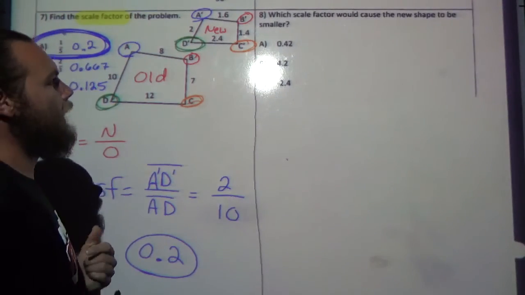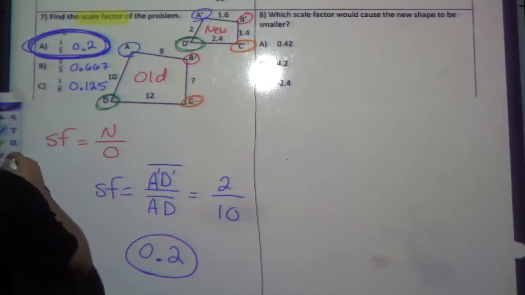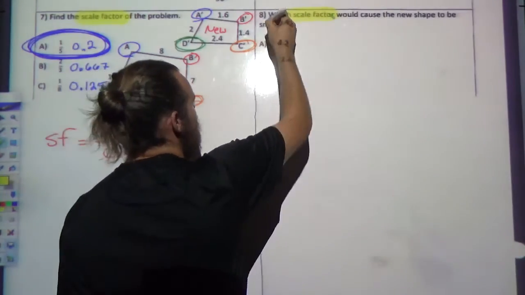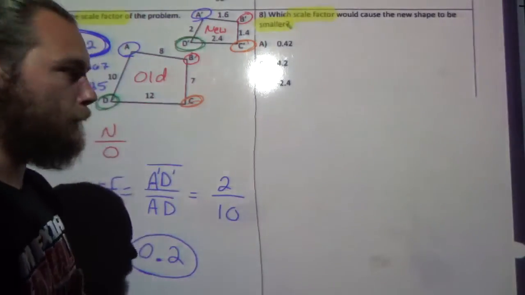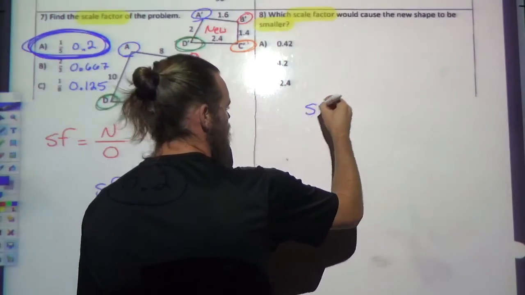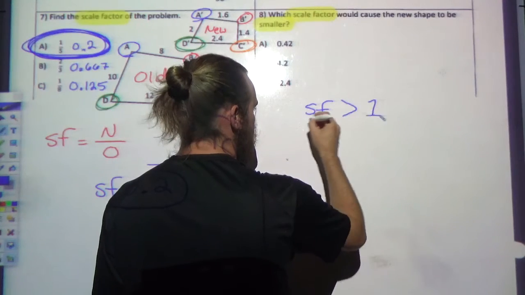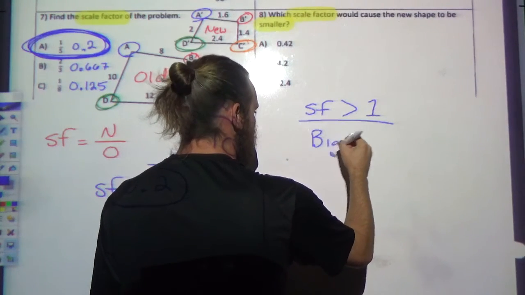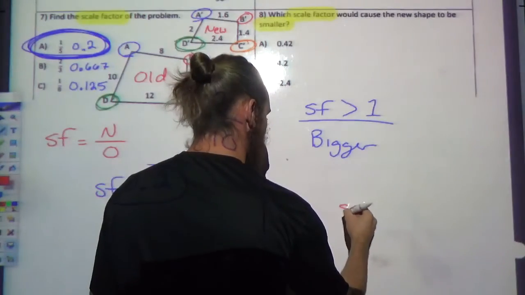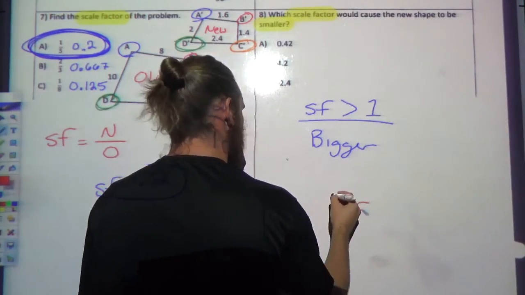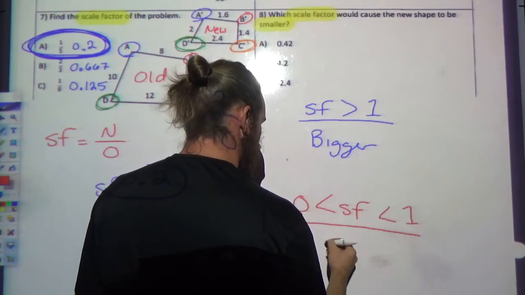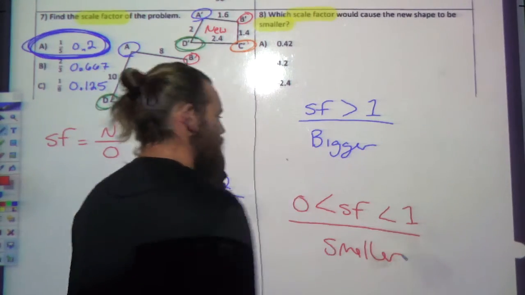It says which scale factor would cause the new shape to be smaller. Again we're talking about scale factors, and they want to know which one would create a smaller new shape. We talked about this yesterday. If your scale factor is greater than 1, your shape will get bigger. If your scale factor is greater than 0 but less than 1, your new shape will be smaller.